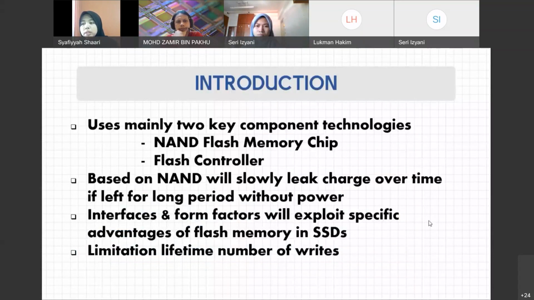SSD can use traditional HDD interfaces and form factor, or newer interfaces and form factor. Newer interfaces and form factor will exploit specific advantages of flash memory in SSD. SSD also have a limited lifetime number of writes and also slow down as they reach their full storage capacity. Okay, that's all from me. Then I will pass this back to the next presenter.